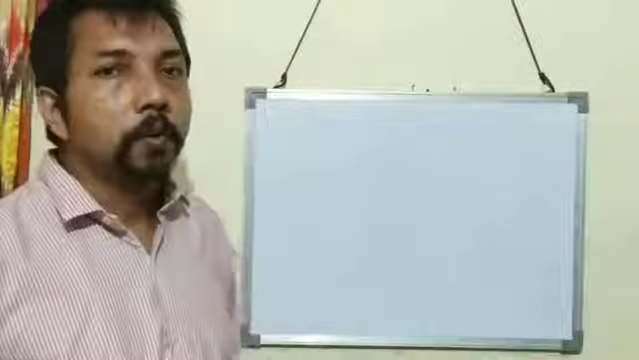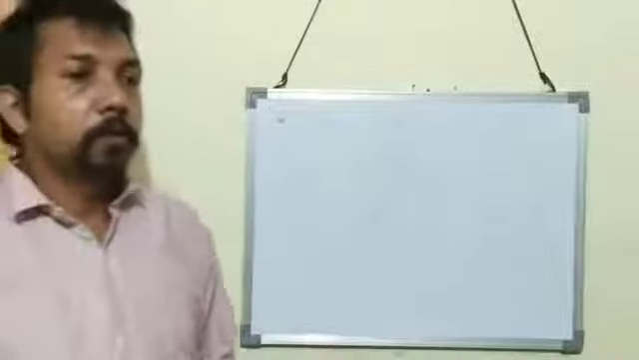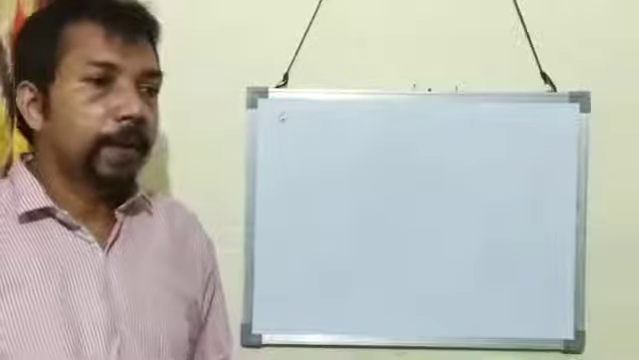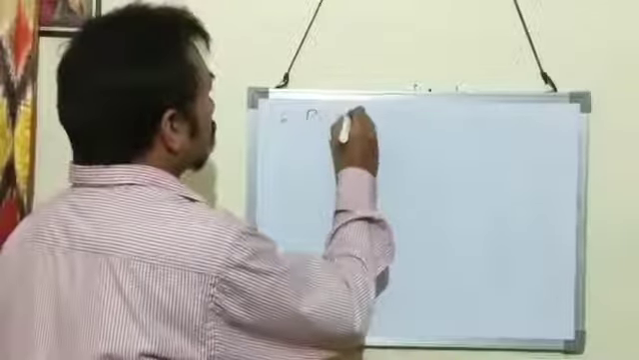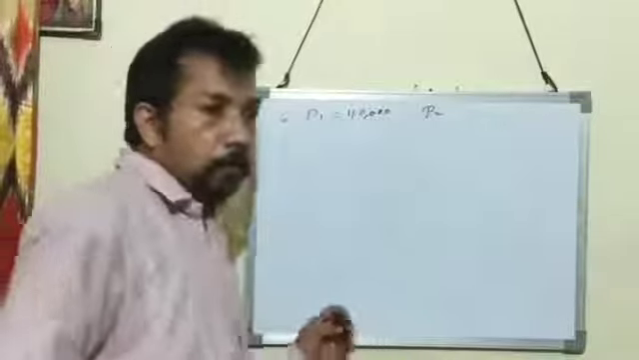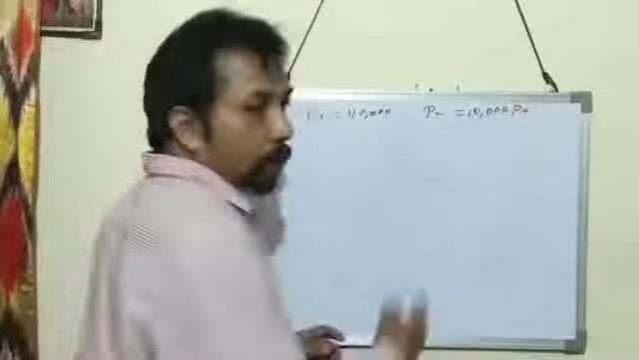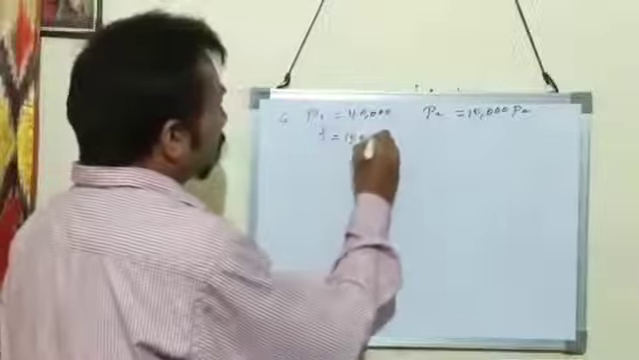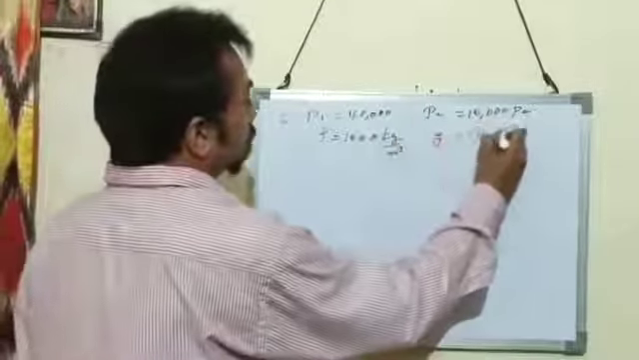Now doing question number 6. The pressure of water on the ground floor is 40,000 Pascal and on the first floor is 10,000 Pascal. Find the height of the first floor. Density is 1000 kilogram per meter cube. G is 10 meter per second square.